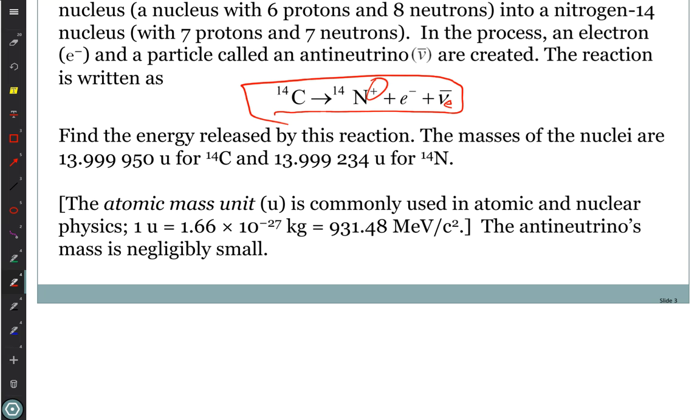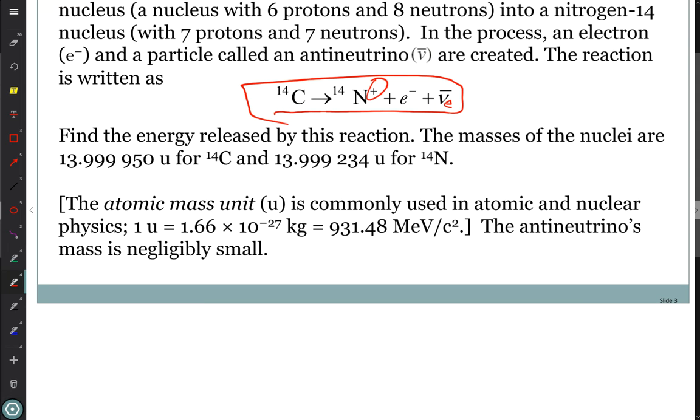Anyway, if we count the electrons, we had 1 less electron than we need for a neutral nitrogen atom. Now, the atomic mass unit is commonly used in atomic and nuclear physics. 1 atomic mass unit is 1.66 times 10 to the minus 27 kilograms. But since we can use energy units for mass, we can also say that 1 atomic mass unit is 931.48 mega electron volts per c squared. That's a conversion that's very, very useful to us when we get into nuclear physics.